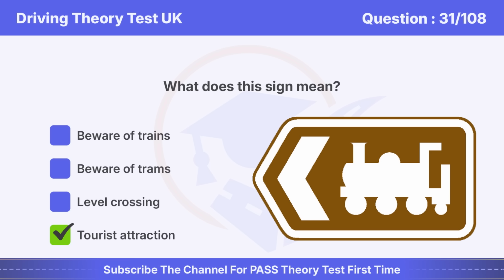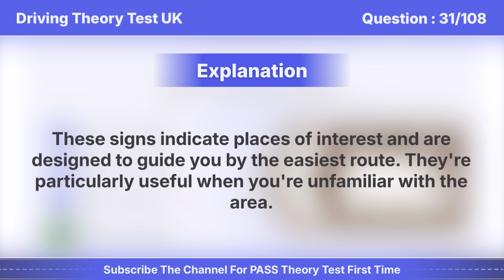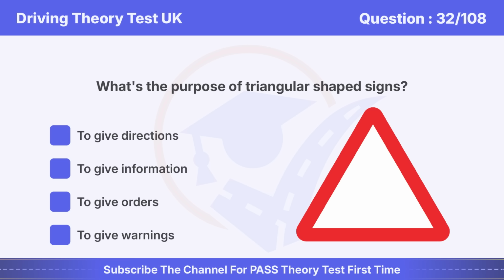Answer is D. Tourist attraction. These signs indicate places of interest and are designed to guide you by the easiest route. They're particularly useful when you're unfamiliar with the area. Question 32. What's the purpose of triangular-shaped signs?